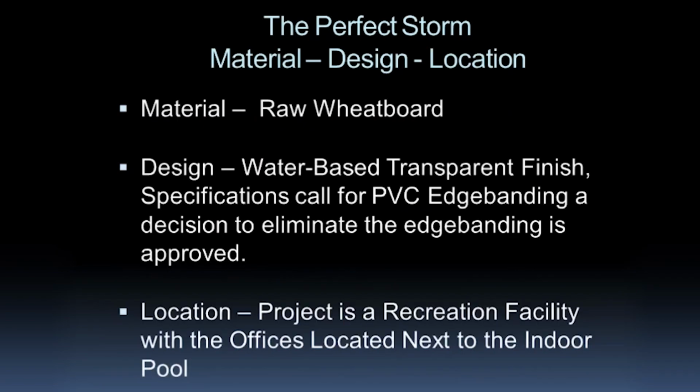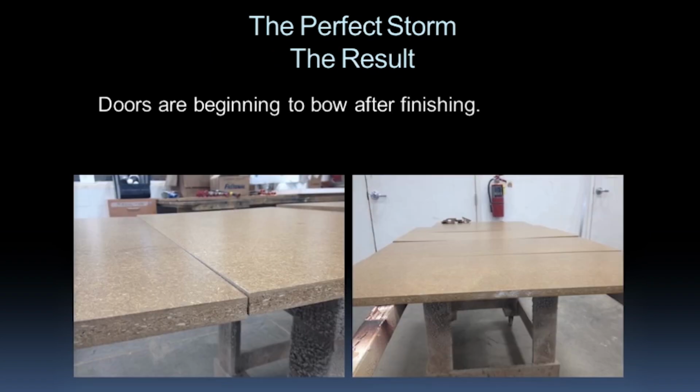These next few slides are what we call the perfect storm of material, design, and location. So the material that was specified was raw wheat board. The design was to have a water-based transparent finish. Specifications called for PVC edge banding. And then they decided to eliminate the edge banding. The location is a recreation facility, and the offices are actually located right next to the indoor pool. So in this situation, the woodworker actually was noting that the doors were bowing after they had been finished. That's before they even left their plant.